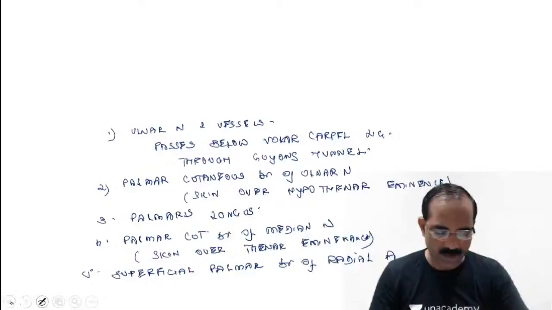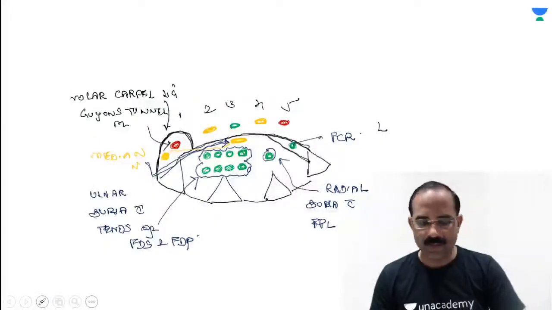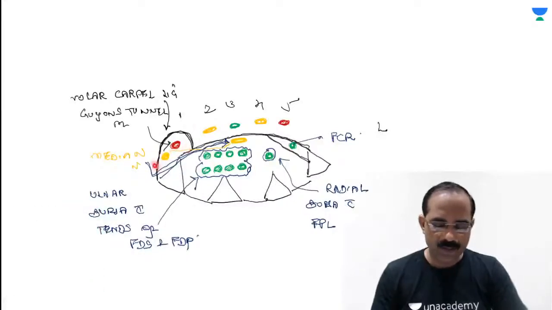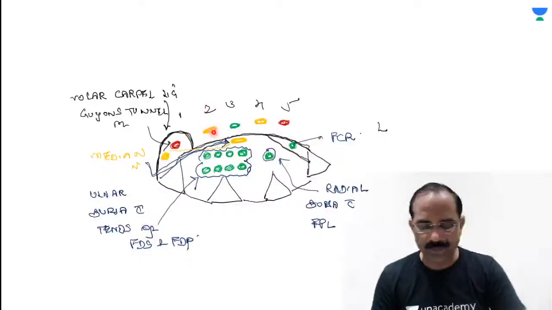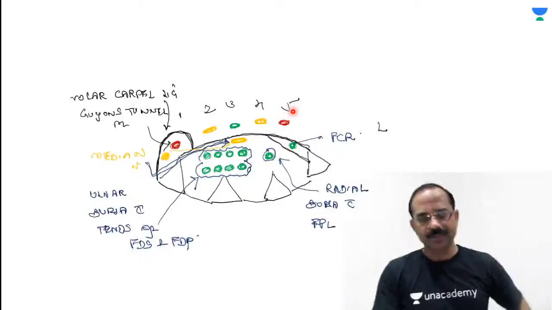Just have a look at the slide. This was the slide that I had drawn. ये देखिए. That's the Guyon's tunnel. This is the ulnar nerve and vessels. This is the palmar cutaneous branch of ulnar nerve. Palmaris longus, palmar cutaneous branch of median nerve, and that's the superficial palmar branch of radial artery.